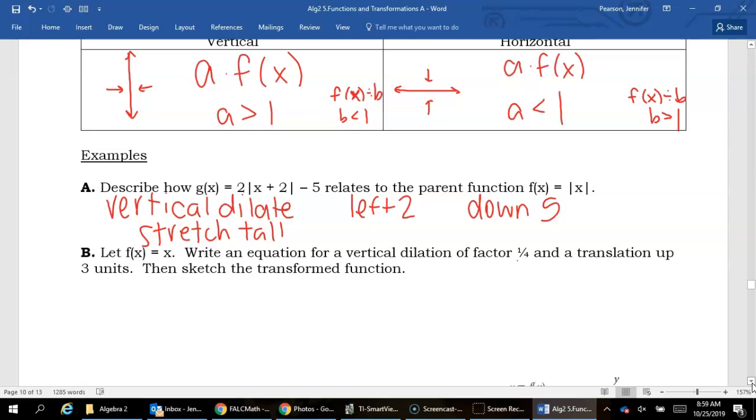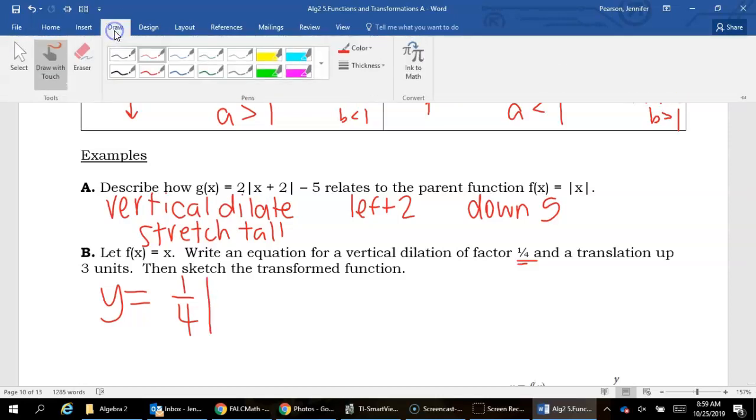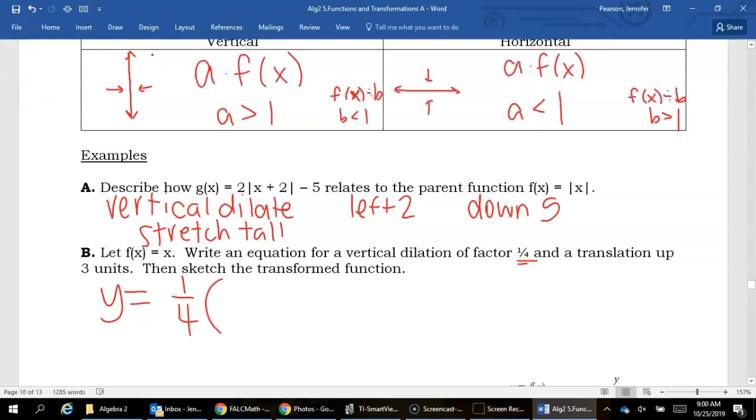So with this vertical dilation factor of 1/4, that means I can multiply by a fourth or I can divide by 4. Either way, that's going to be a stretch wide and a shrink tall. So that would be y equals a fourth. That's going to make it get shorter, but wider at the same time. Ooh, I'm not doing absolute value. I'm doing a linear equation. So I want a parentheses, not a bar. And then that will be x.